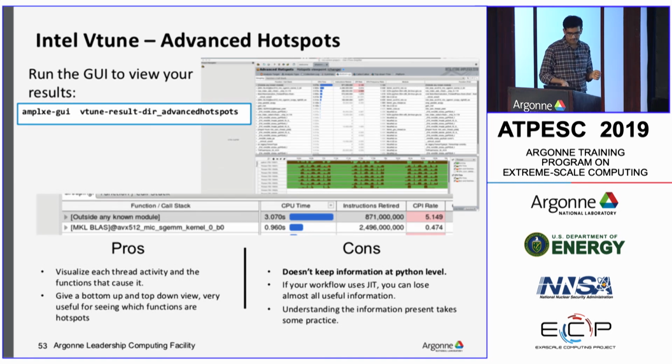There are pros and cons for this. You can visualize all the functions from your code, but it's hard to trace back to your source code, like which line of my code is actually causing this bottleneck. So that's kind of hard to trace back.